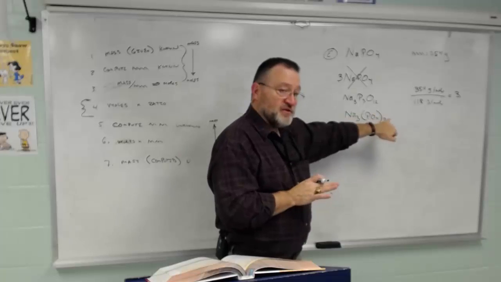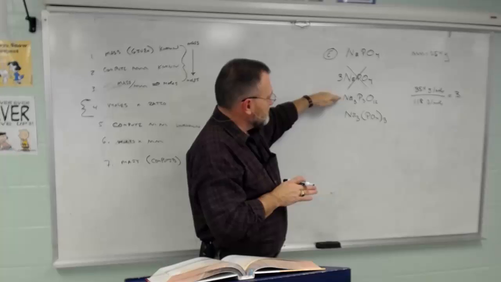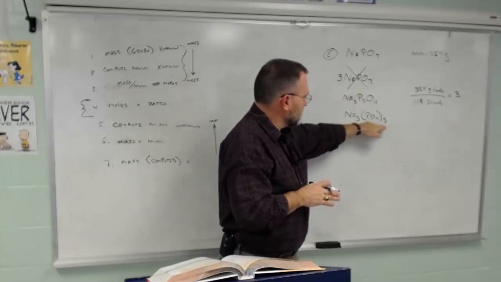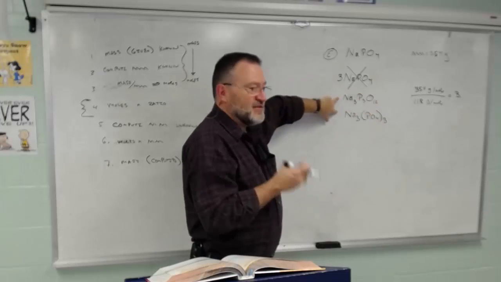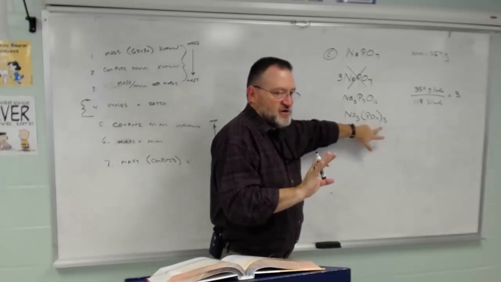If I look at this, I've got the same number of sodiums in this line as I do in this line. 3 sodiums, 3 sodiums. How many phosphorus do I have? 3, 3. How many oxygens? 3 sets of 4, which is 12, 12. These two things are saying, hey, I need the same building blocks. This just shows a little more savvy in how it's constructed.